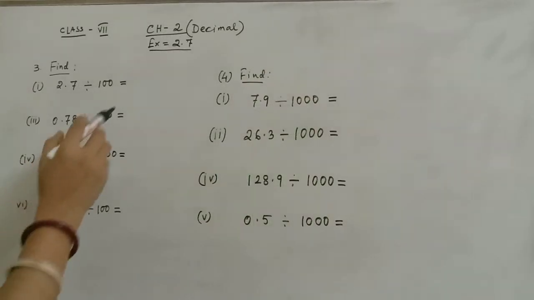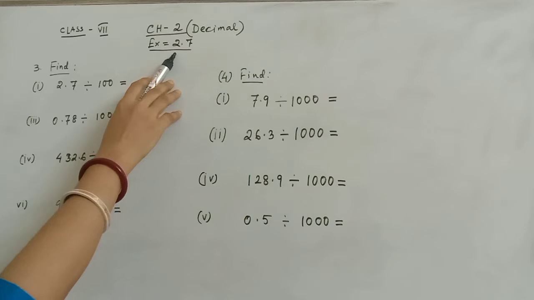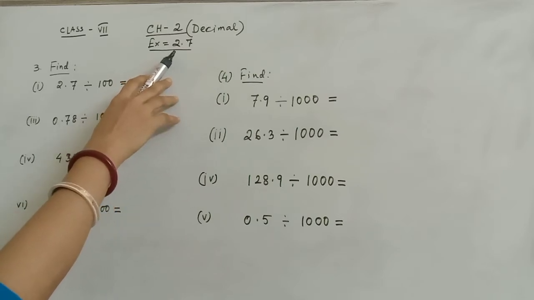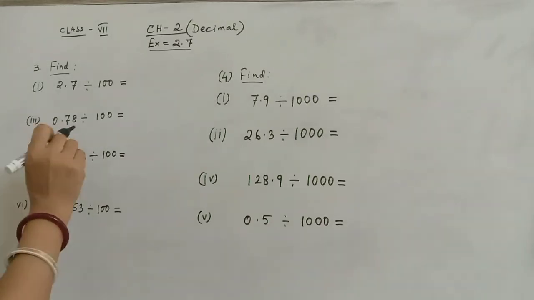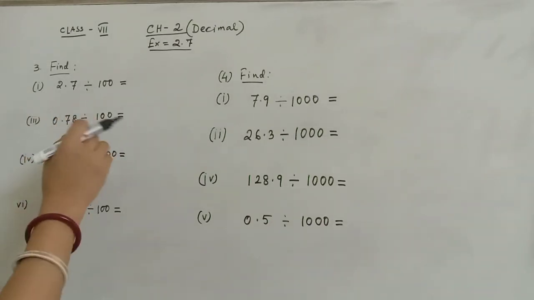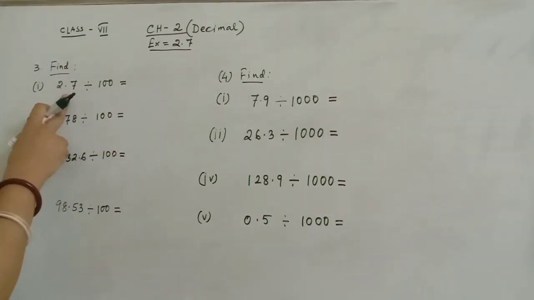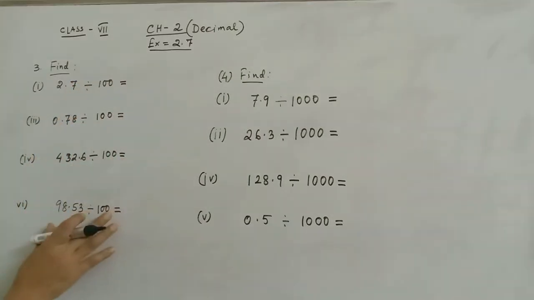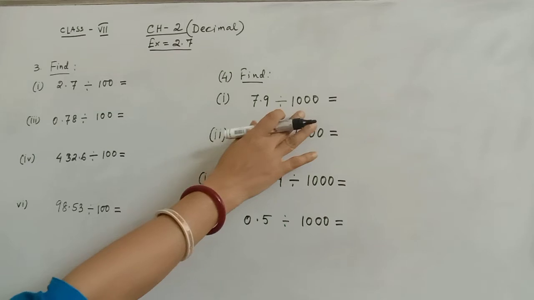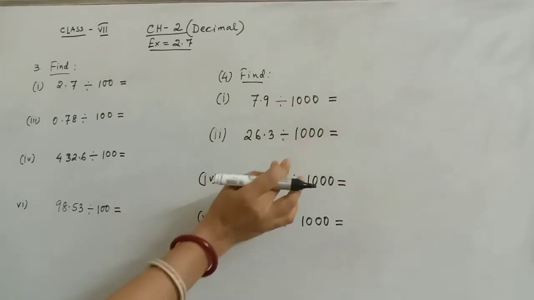Today we will do chapter 2 exercise 2.7. We have already done questions 1 and 2. Today we will do questions 3, 4 and 5. Now in question number 3, you have to find the quotient. You are dividing a decimal number by 100. In question number 4, it is the same condition, but the decimal number is divided by 1000.